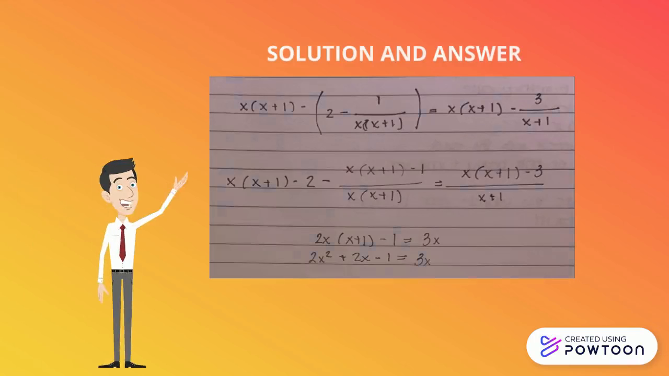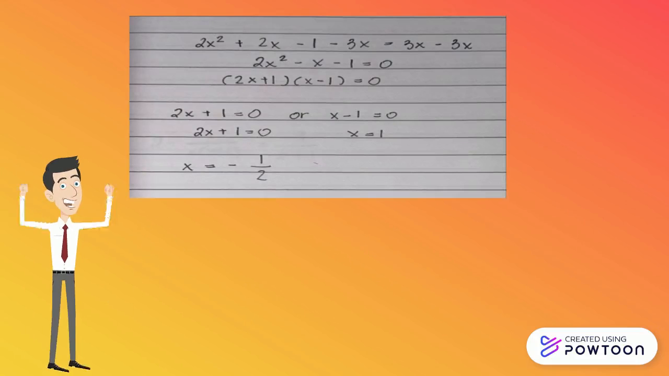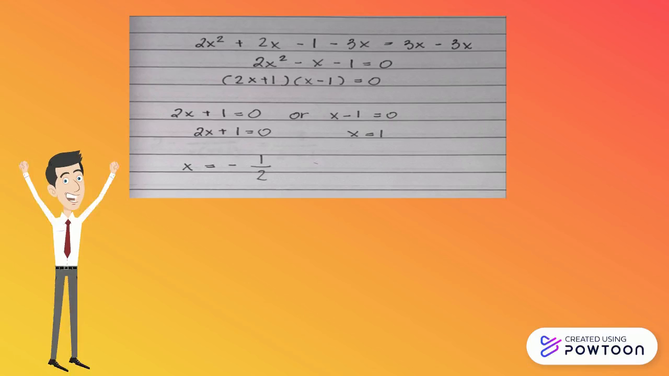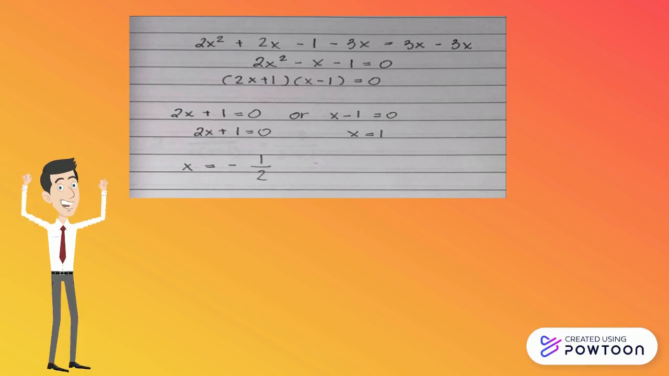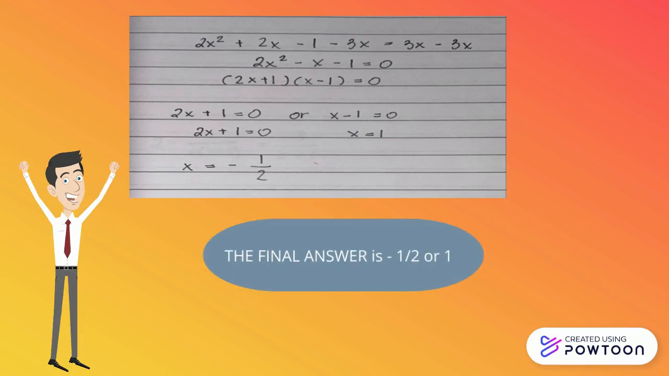In this example, there are two restrictions. x is not equal to 0 and x is not equal to negative 1. Begin by multiplying both sides by the LCD, x times (x plus 1). After distributing and dividing out the common factors, a quadratic equation remains. To solve it, rewrite it in standard form, factor, and then set each factor equal to 0. So the final answer will be negative 1 over 2 or 1.